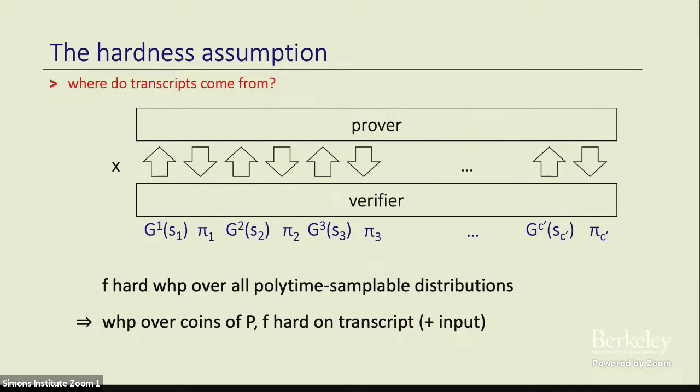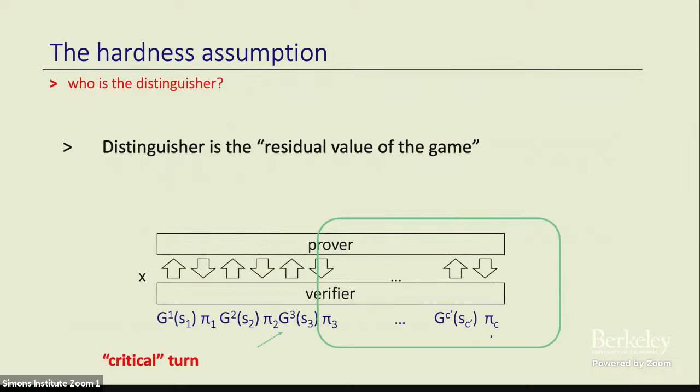Then, if you fix a uniform bad prover, with high probability over the randomness of the bad prover, f is going to be hard on the transcript generated from the interaction. Then you can apply this targeted PRG to do the randomization. The distinguisher is the residual value of the game. So we need the hardness assumption to be that f is hard over all polynomial time samplable distributions, even approximately hard to compute with the residual value of the game given as an oracle.